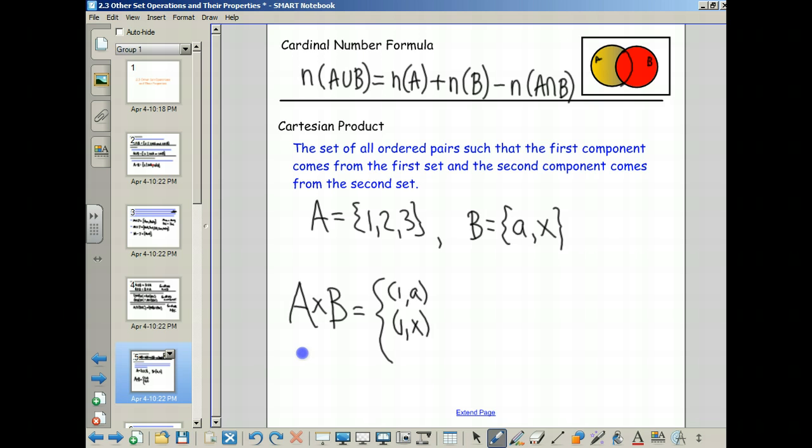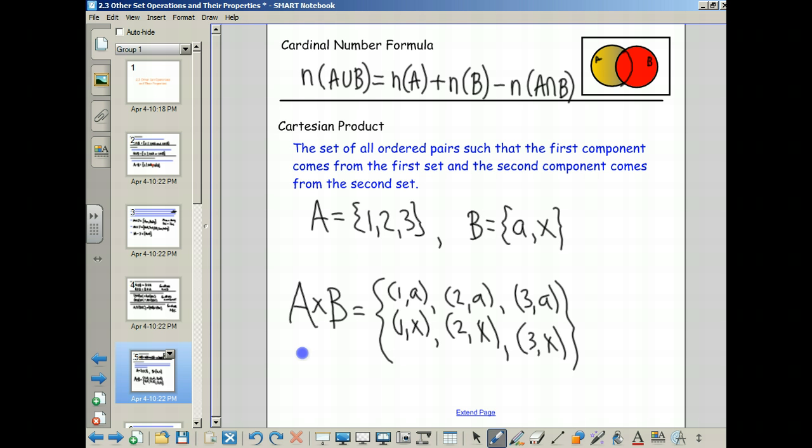So I don't need the number 1 anymore. I'm moving on. I've got the number 2. I'll do the number 2 and the first item in the second set, which would be A. And then I'll do the number 2 and the letter X. Okay, that's all of the items that have the number 2 in them. And then we're going to move on to 3. 3 and A, and then 3 and X. And this is all of the combinations.